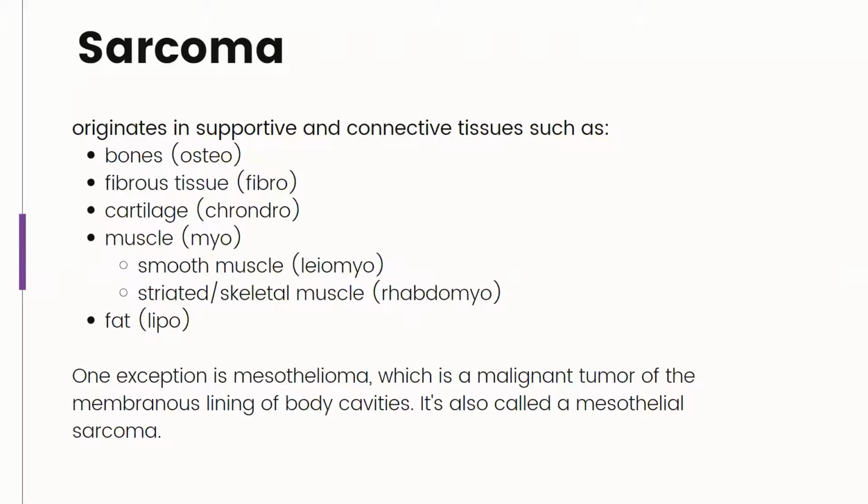Now, you may have heard of mesotheliomas, which can commonly be caused by asbestos inhalation. Even though they have the suffix -oma, these are not benign tumors. In fact, this is an exception. They can also be called mesothelial sarcomas because they are malignant tumors of the membranous lining of body cavities. So this can commonly be the lining of a pleural cavity in the lung or the pericardium of the heart, just as two examples.